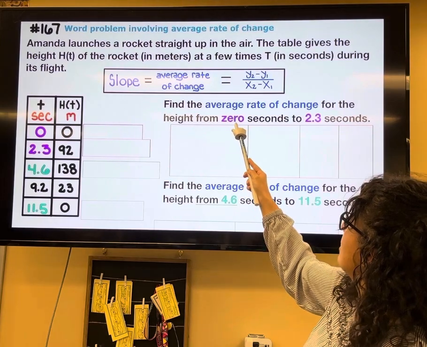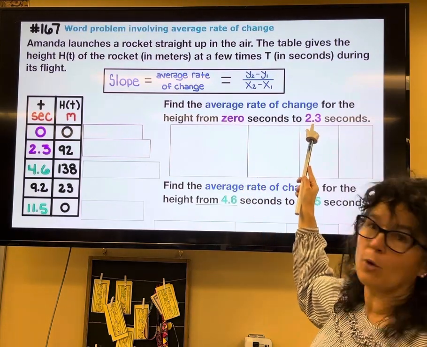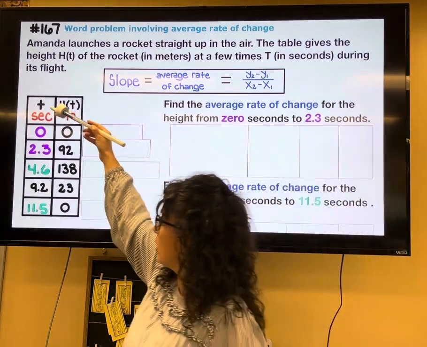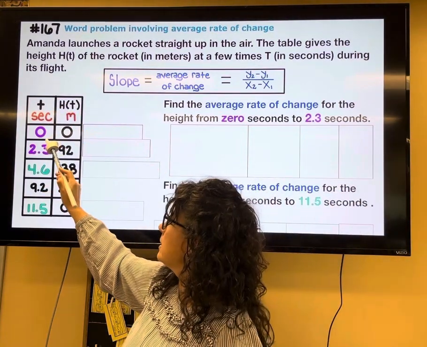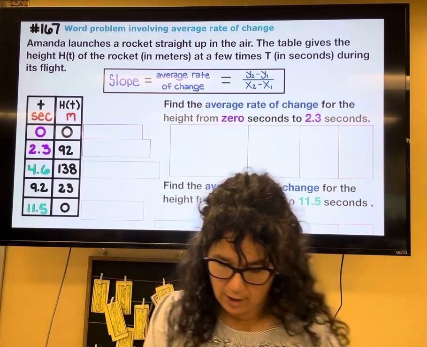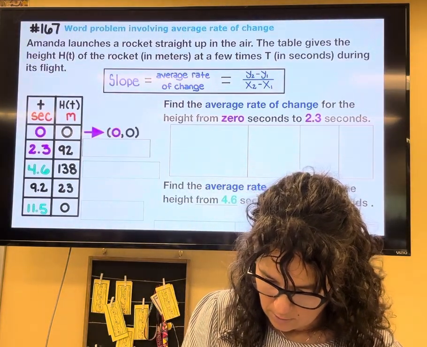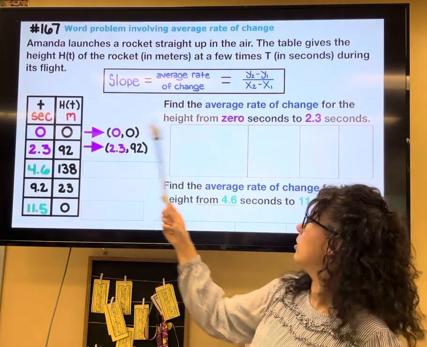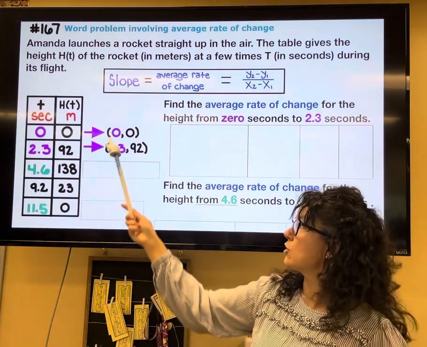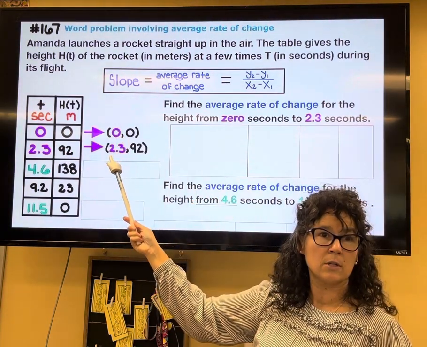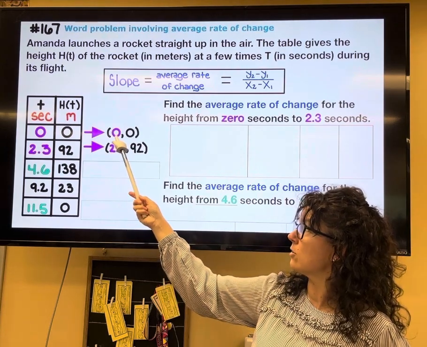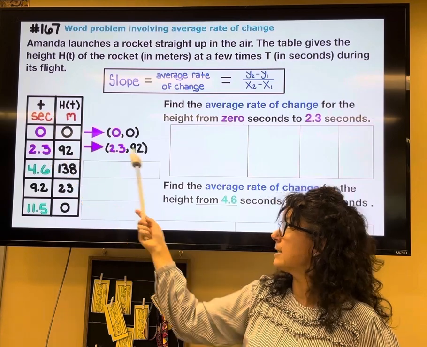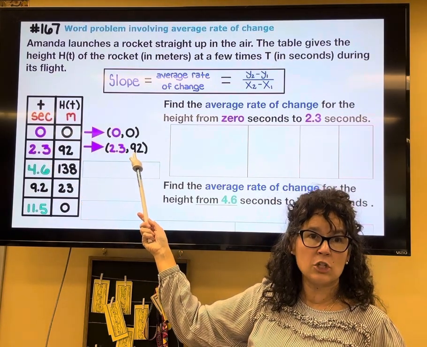It says from 0 seconds to 2.3 seconds. These are times, and if you look in the table, 0 and 2.3 are here and here. So the 2 points that I'm going to grab out of the table to answer this first question are these two. Again, because this is 0 seconds, it's a height of 0. At 2.3 seconds, it's at a height of 92.